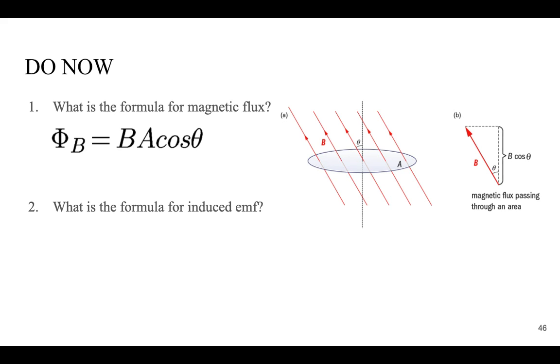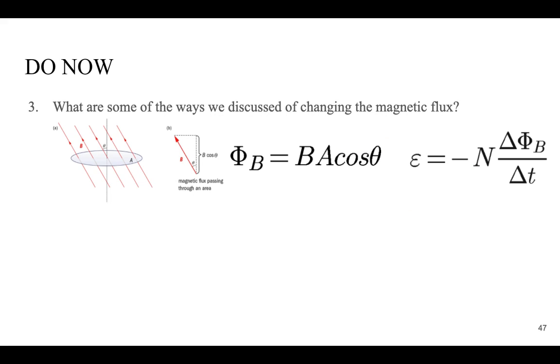What is our formula for induced EMF? The induced EMF is equal to the opposite of N, which is the number of turns in our loop, times delta phi sub b over delta t, the rate of change of magnetic flux with respect to time.